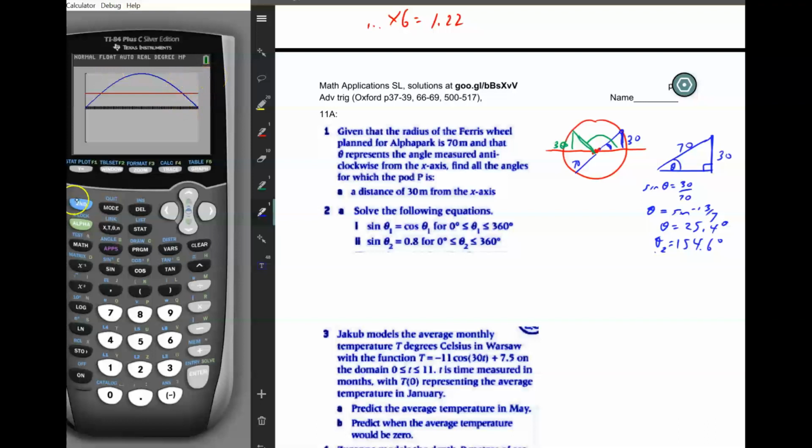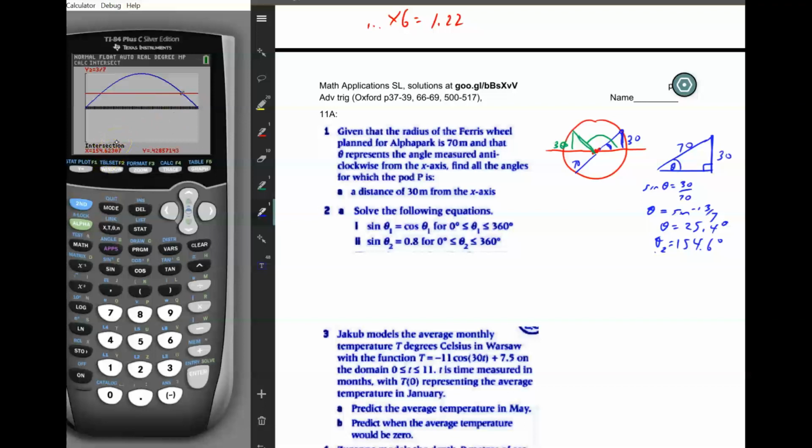Let's find out this one using second calc intersect. We'll go second calc, intersect number 5, and then the first curve is the sine x, yes. Second curve is 3/7, yes. And then for the guess, I want to put the cursor more toward the second intersection because that's the one I want to know. And then I press enter. And it tells me that the second intersection is 154.6, which is what I got, right?